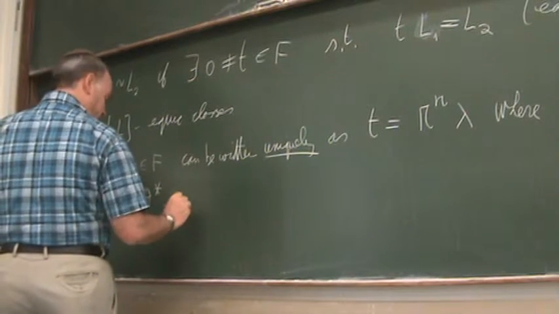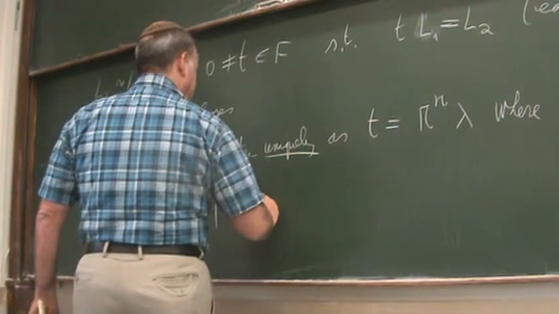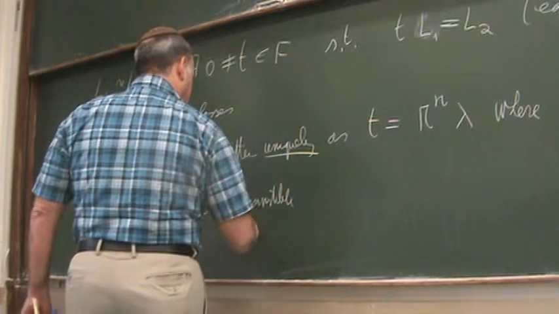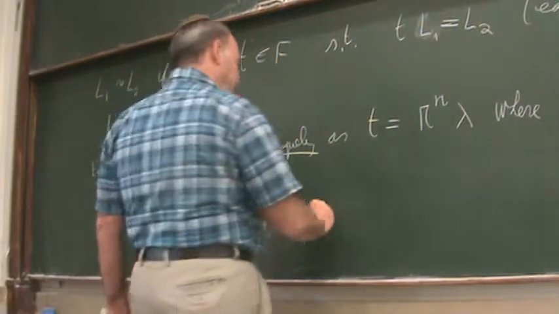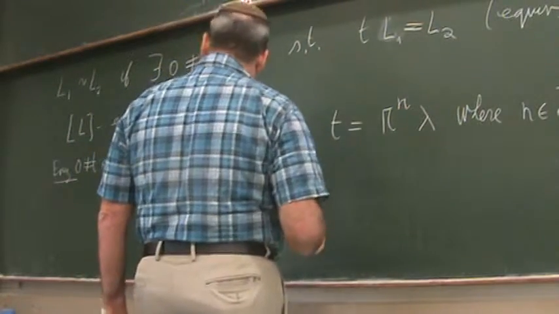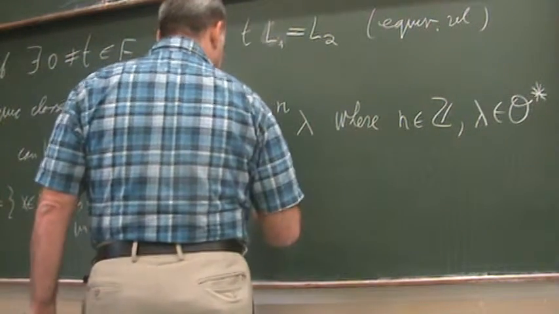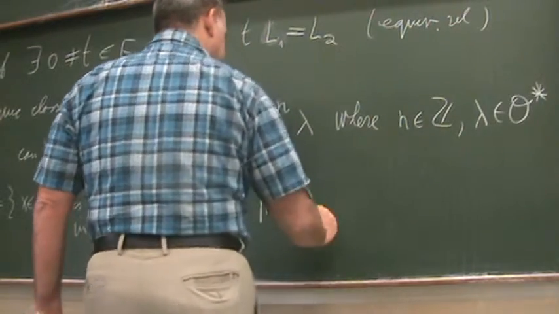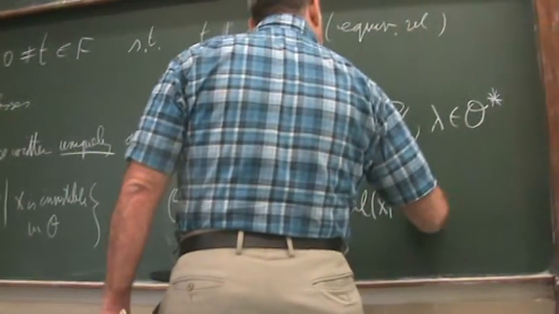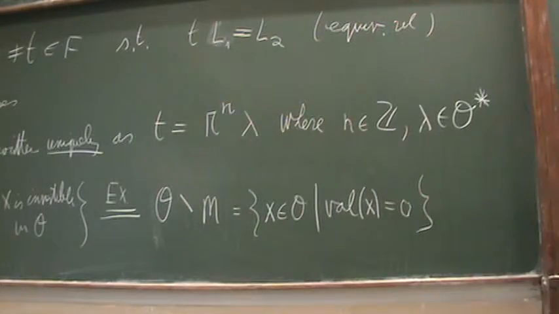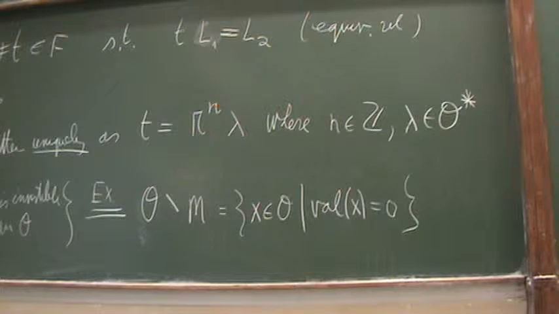is, by definition, all x in O such that x is invertible in O, and this is exactly equal to O minus m, which means this is all x in O so that the valuation of x is exactly zero. We proved it. Okay, good.